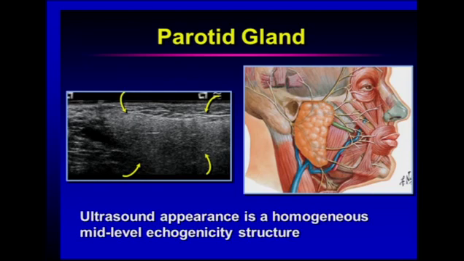The sonographic appearance, though, sometimes the sonographers have difficulty determining the location of this gland because it's very homogeneous in echogenicity, a mid-level echo texture, and the margins are not clearly seen. But if one knows where it is anatomically, one can therefore see the suspected margins of the parotid gland in this location.